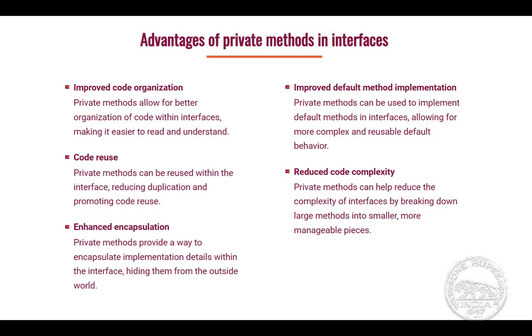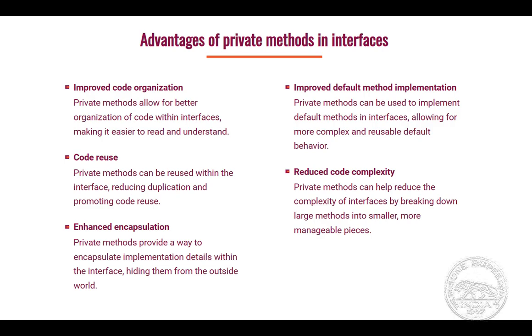In Java 9, Java came up with a feature in interfaces where we can have private methods inside an interface, which will not be visible to the implementing class. These are some of the advantages of private methods in interfaces. Private methods were introduced in Java 9 as part of the Java Platform Module System, also known as JPMS.